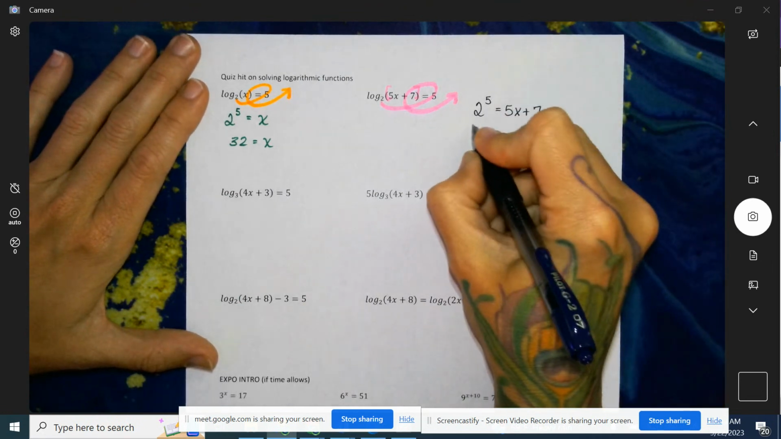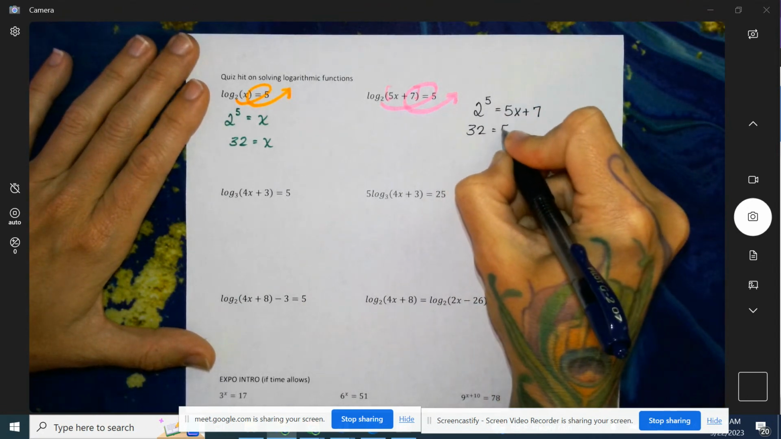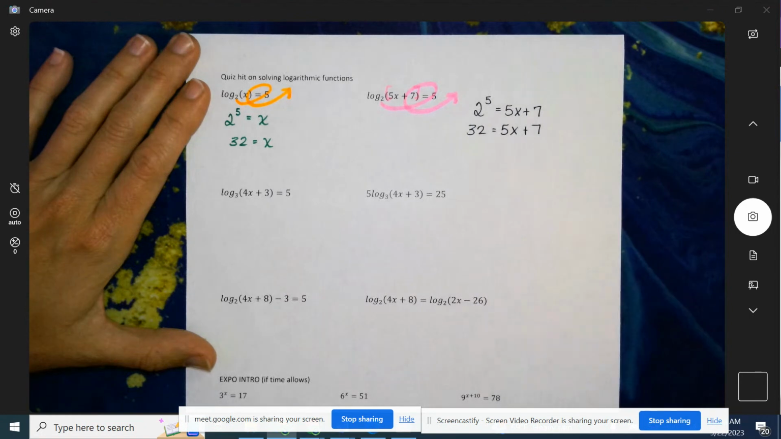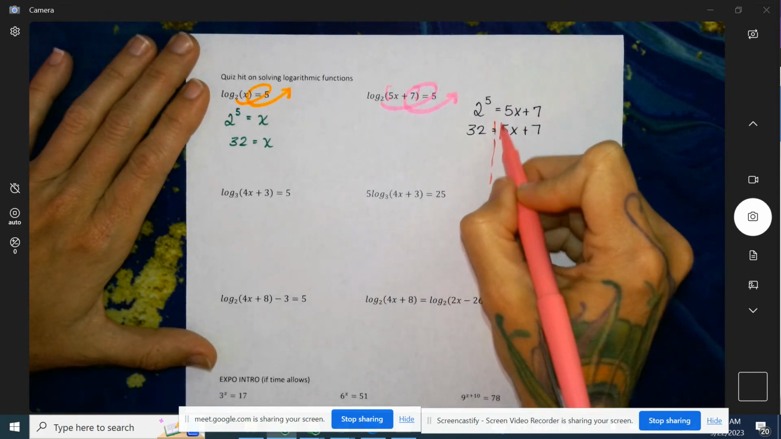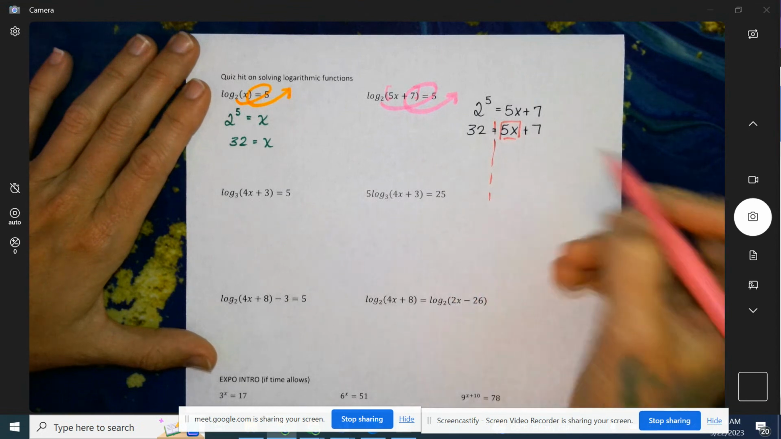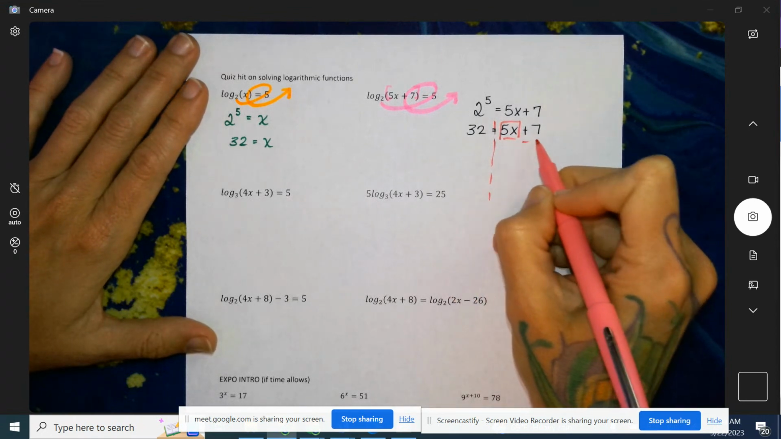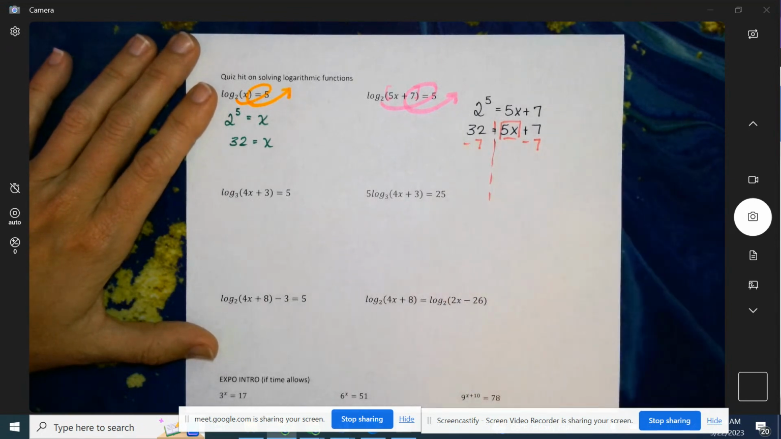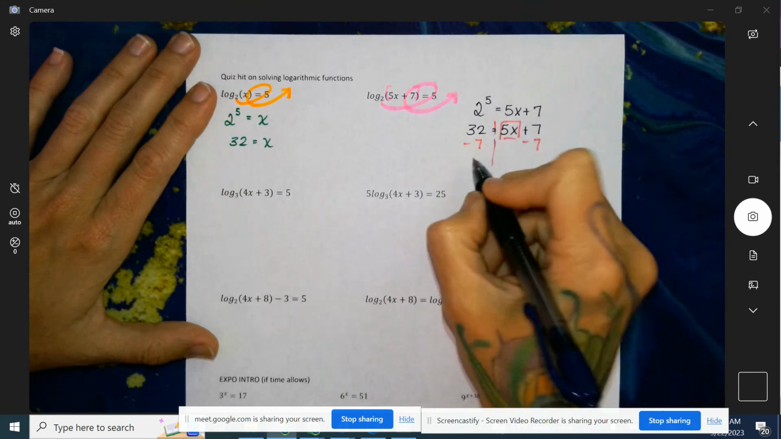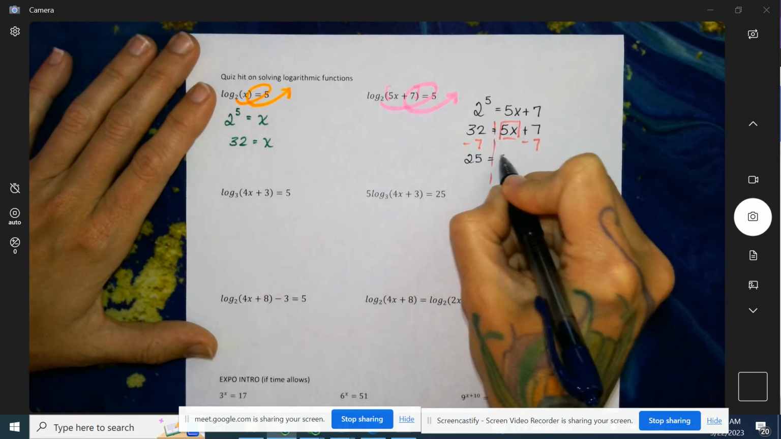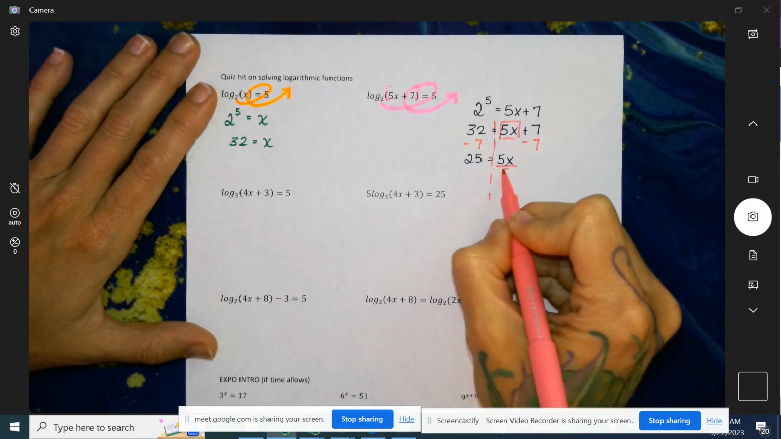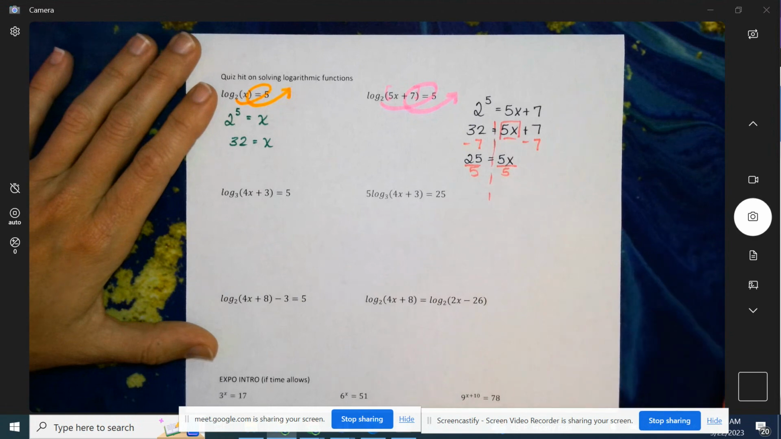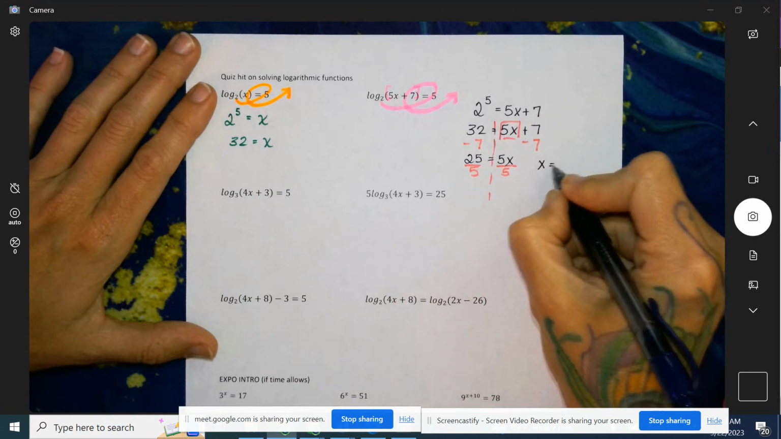2 to the 5th, we said was 32. And now we're back, flashback to math 1. We're just solving for x, 8th grade math. So plus 7, we're going to subtract 7 from both sides, and we're going to end up with 25 equals 5x. 5x, remember, is 5 times x, so the inverse is going to divide. And the answer to this one is x equals 5.